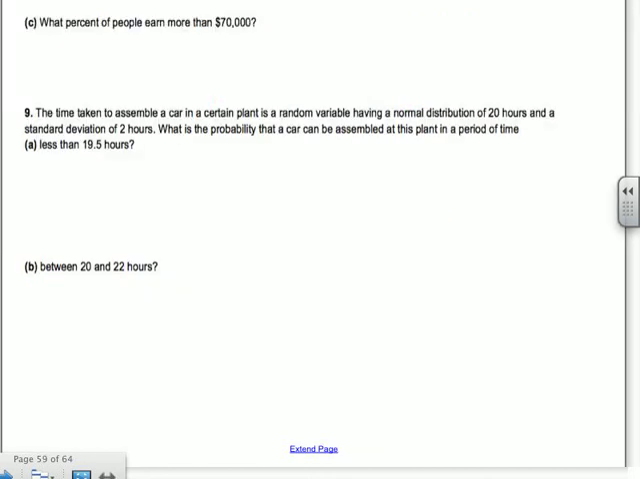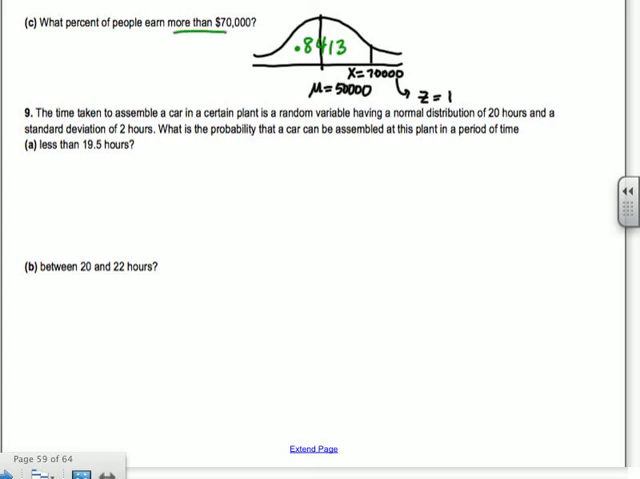What percent of people earn more than 70,000? So more than 70,000. So Brian, you said you did do this one? Yes. All right, so what'd you get for your z-score? So you put 70,000 in. You get 1, exactly, because 70,000 minus 50,000 divided by 20,000. Yep. Okay, so you looked up 1 on your table. What'd you get? 0.8413. That's representing this area. We want more than 70,000, so we went over here. You have to do 1 minus that. Yep. You get 0.1587.